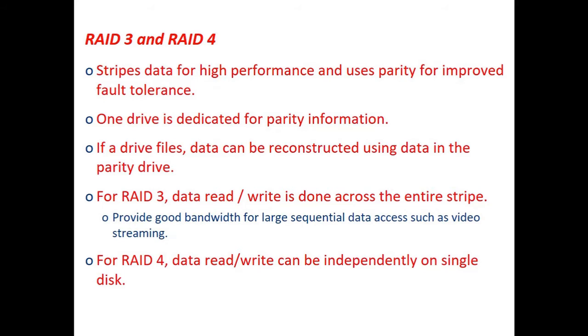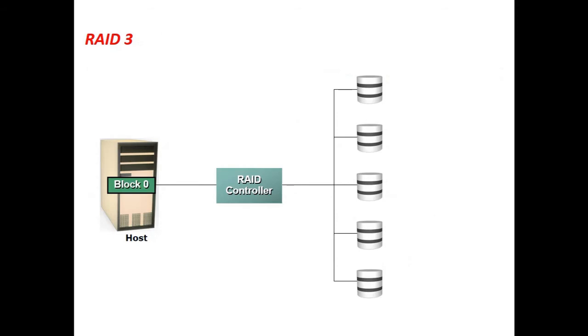Whereas in RAID 4, data read-write can be done independently on a single disk. You can independently access the individual disk drives. That is the difference between RAID 3 and RAID 4. In RAID 3, the entire stripe of data should be read at a time. Whereas in case of RAID 4, you can independently access each of the hard disk drives. So both of these RAID 3 and RAID 4 levels need a dedicated hard disk drive to store the parity information. Let us look at this animation to better understand the implementation of RAID 3.